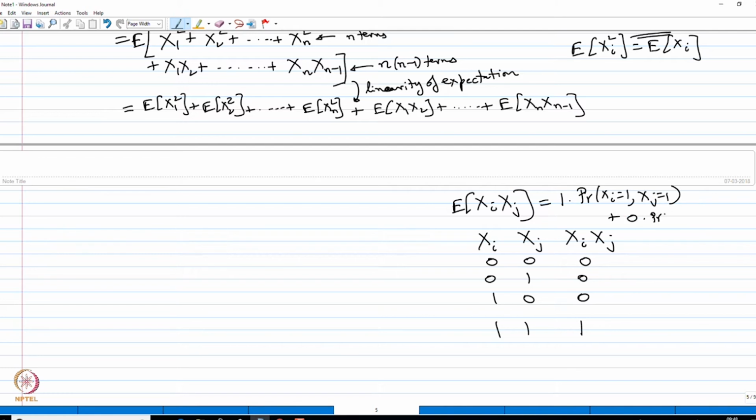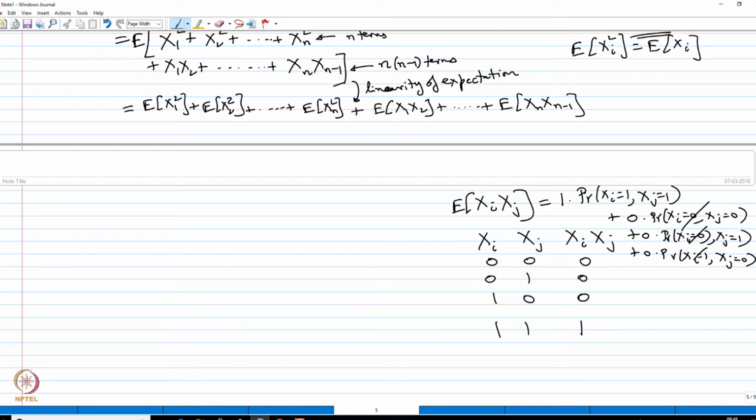Probability of xi equal to 0, xj equal to 0, plus 0 times probability of xi equal to 0, xj equal to 1, plus another 0 times probability of xi equal to 1, xj equal to 0. So all these terms will go away and you will be just left with probability of xi equal to 1, xj equal to 1.